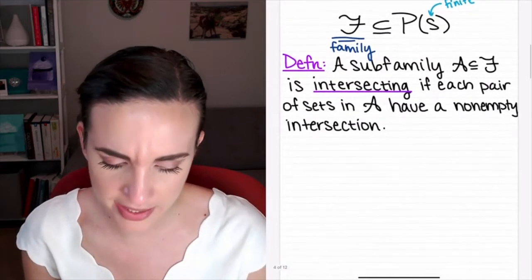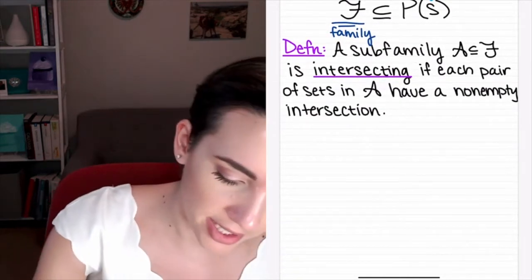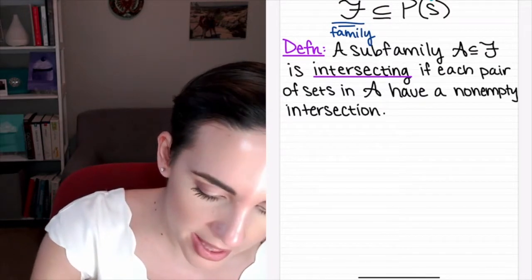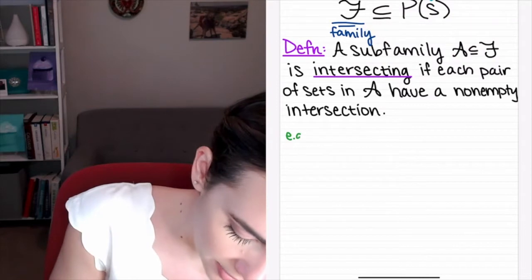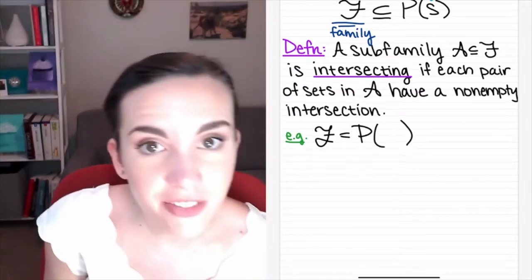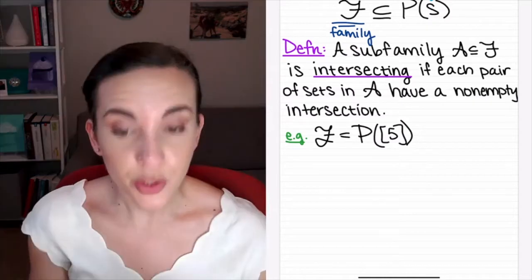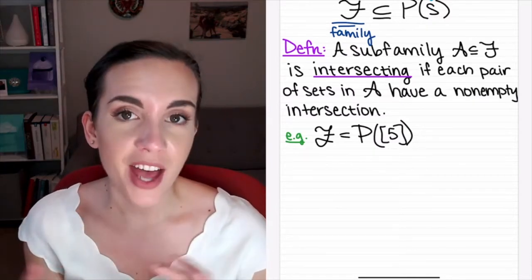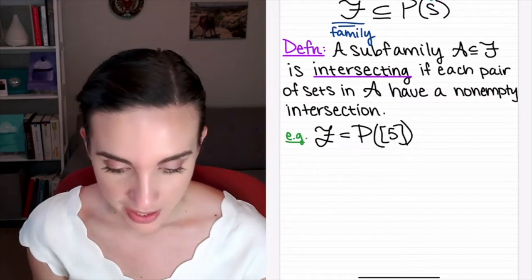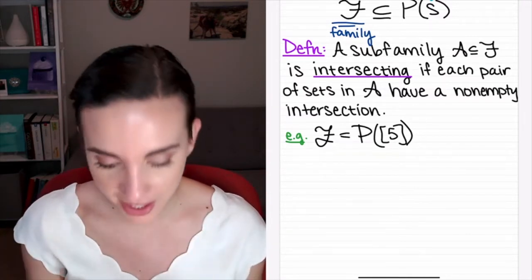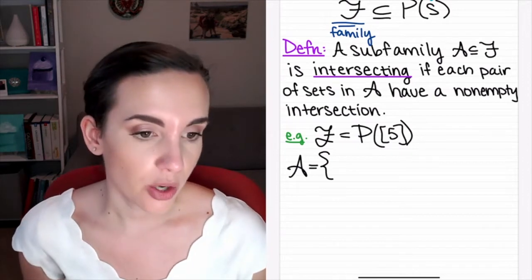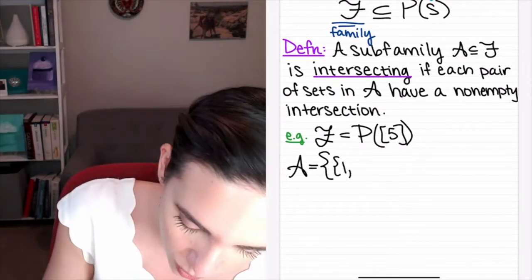So let's go ahead and try an example. Let's see if we can construct an intersecting subfamily. I'm going to start first with defining my family script F. And let's say that script F is the power set of the set of integers from 1 to 5. So script F has all sets that contain either no elements or whose elements are integers from 1 to 5. Now let's try to construct an intersecting subfamily of script F. One option is, so remember, a subfamily is a set of sets. So one option is we could start with, let's say, the set 1, 2, 5.